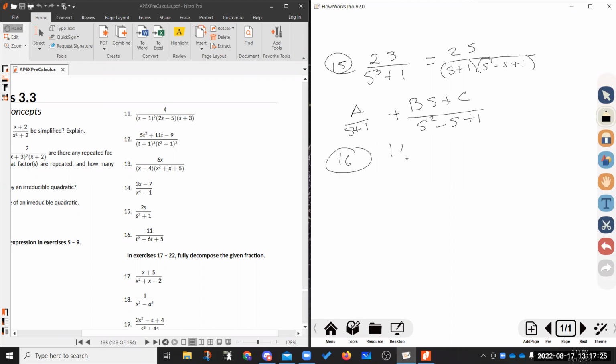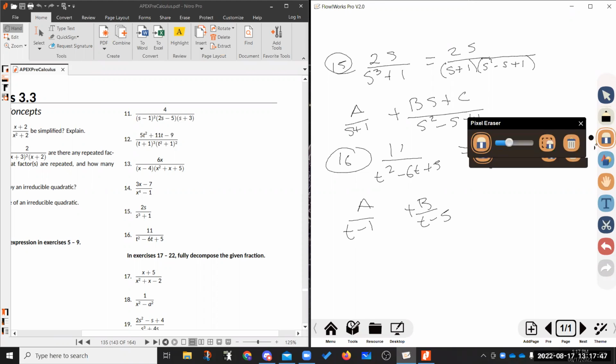Number 16, 11 over t squared minus 6t plus 5 breaks down into t minus 1, t minus 5. So that's going to be a over t minus 1 plus b over t minus 5.